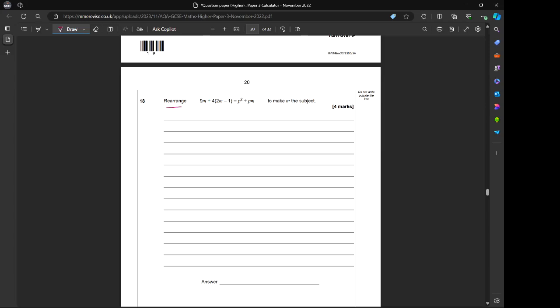Okay, question 18. Rearrange 9m plus 4 lots of 2m minus 1 is equal to p squared plus pm to make m the subject. Okay, so step 1, we're going to expand the bracket. We're going to have 9m plus 4 times 2m, so that'll be plus 8m. 4 times minus 1, that'll be minus 4.